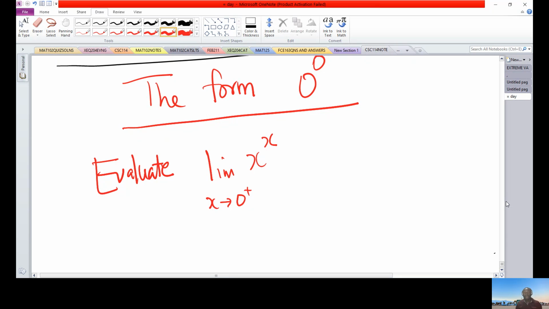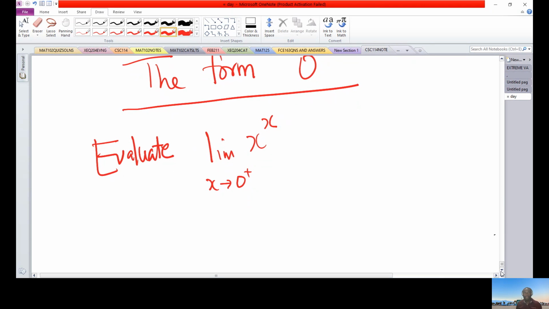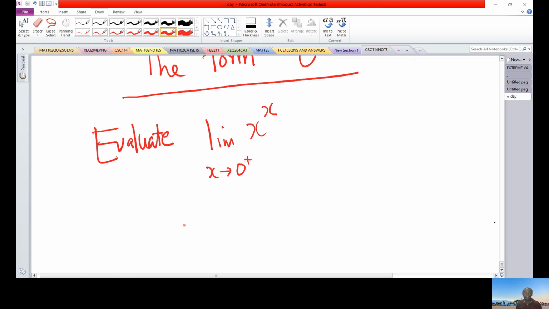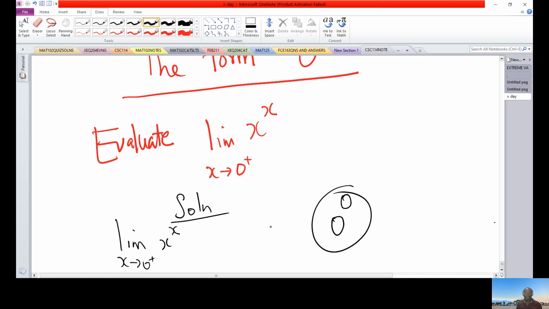We are going to discuss how to calculate limits of the indeterminate form 0 raised to the power 0. We'll use this example to illustrate the steps. Solution: the limit as x approaches 0 from the right of x raised to the power x. When we replace x with 0, we get this 0 raised to the power 0 case.